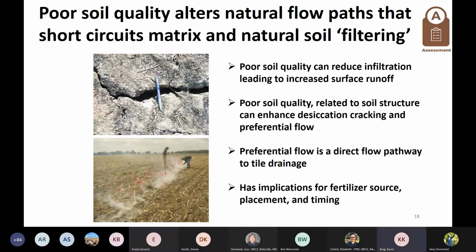Poor soil quality can reduce infiltration, leading to increased surface runoff. Poor soil quality, especially as it relates to soil structure, can enhance desiccation cracking and preferential flow and represents a direct flow path to tile drainage. Poor soil quality and preferential flow pose a difficulty in implementing the SMART aspects and assessing the benefits, specifically as they relate to the source, placement, and timing.